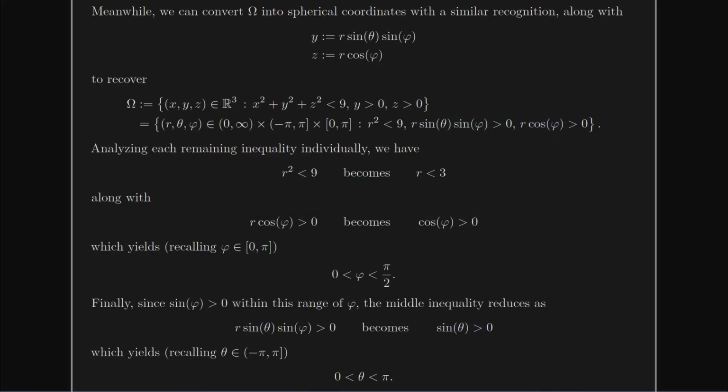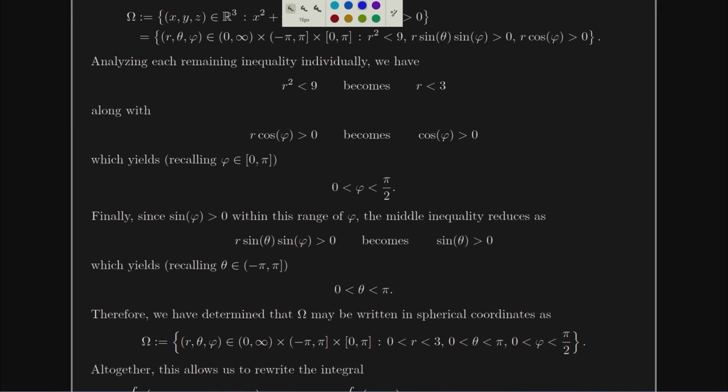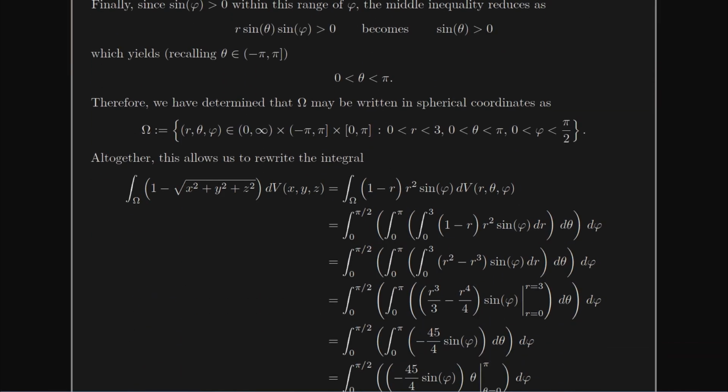And where would sine of theta be positive? Well, that's also like the unit circle, where sine is positive on the unit circle. And because it's theta, theta is allowed to take all the values on the unit circle, but sine, the y value, is only positive on the top half. So you get that theta is between 0 and pi. So altogether, we've discovered that these three inequalities are telling us that r is less than 3, that phi is between 0 and pi over 2, and that theta is between 0 and pi. So my domain as a normal domain looks like this: r between 0 and 3, theta between 0 and pi, phi between 0 and pi over 2.